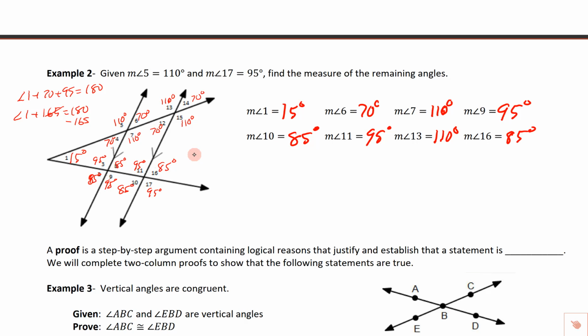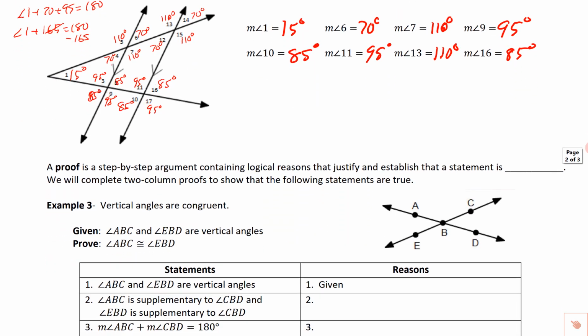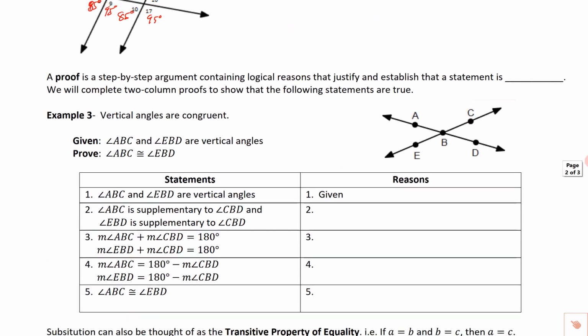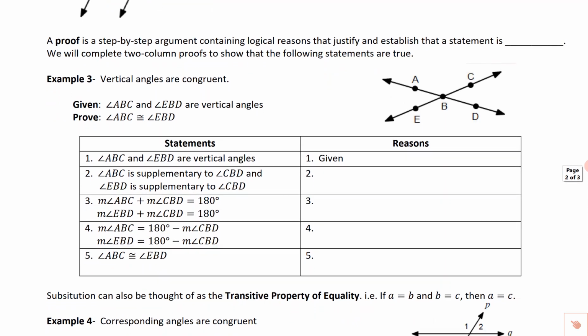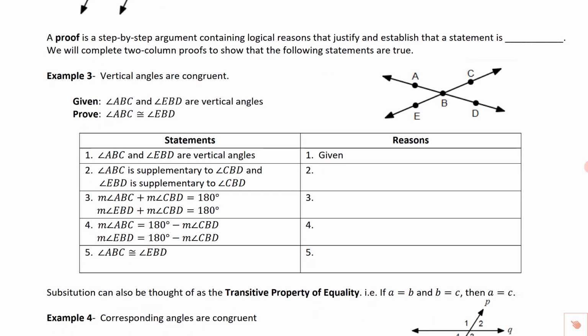Okay, now, here's where it gets a little bit interesting, and this is going to be a bit of a brain-stretching activity because you probably haven't seen too many of these before. We've done a few arguments of why a statement would be true and kind of proved something in air quotes. But here's what a proof is. A proof is kind of a step-by-step argument containing logical reasons that justify and establish that a statement is true. That's really what we're after. We want true equations. We want true statements. We want to know that what we're saying is absolute fact.